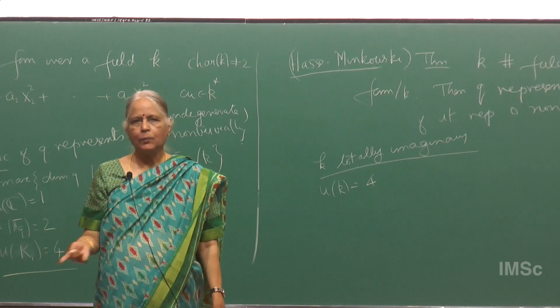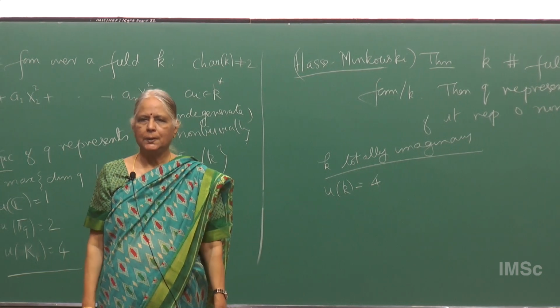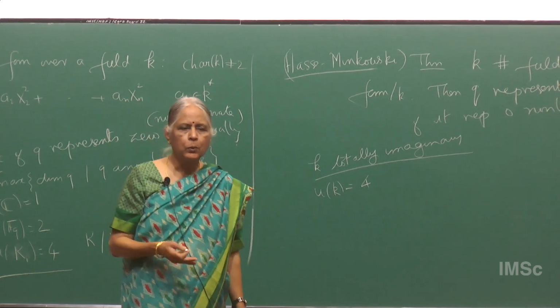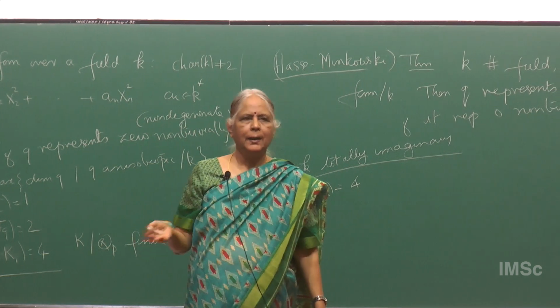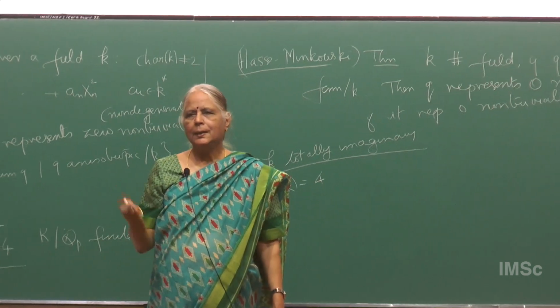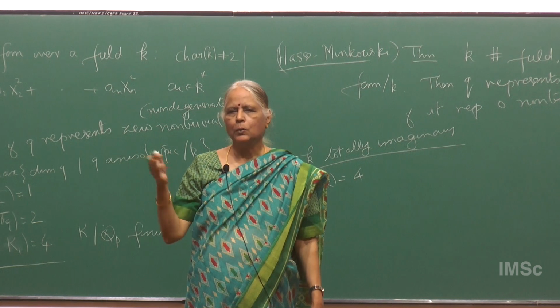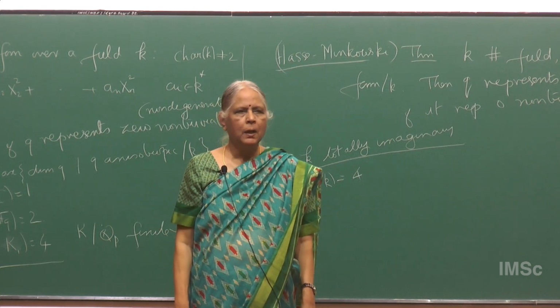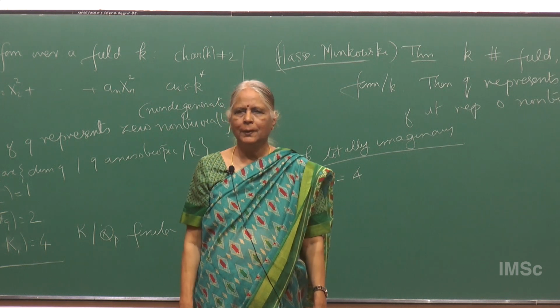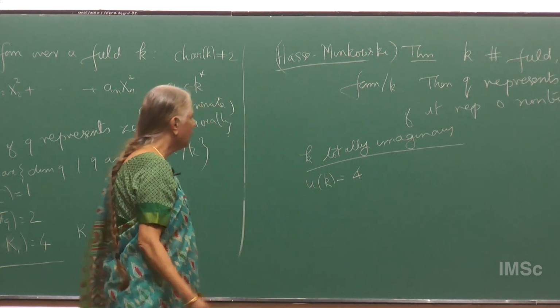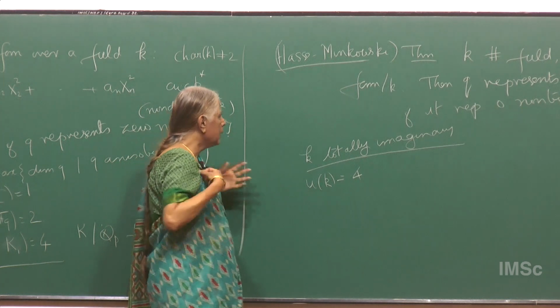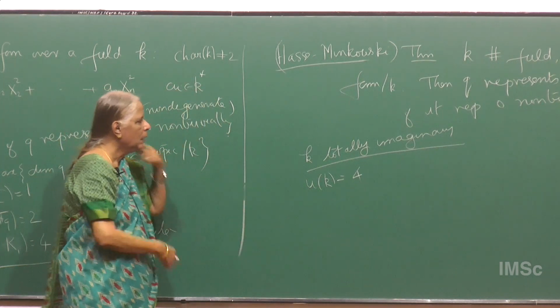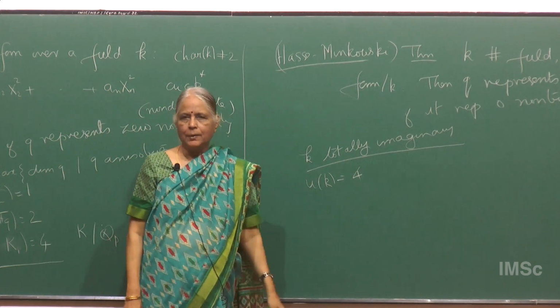You can produce rank 4 forms which do not represent 0 non-trivially. It's a good exercise over Q to construct rank 4 forms which do not have a zero. Just take 1, p, q, pq for suitable primes p and q, then you can check when it represents 0 non-trivially. All right, so far good. So we have this discussion about certain classes of fields for which the u-invariant is finite.